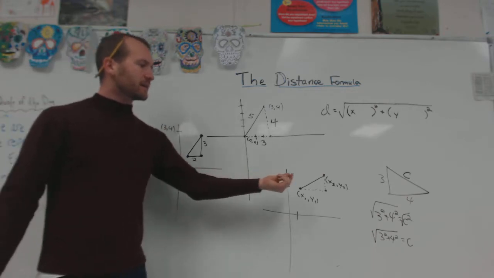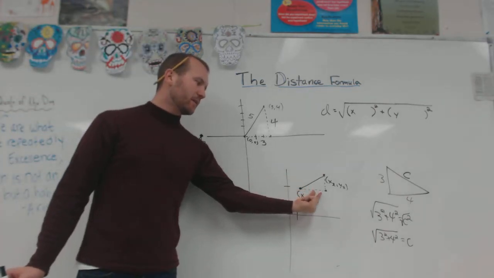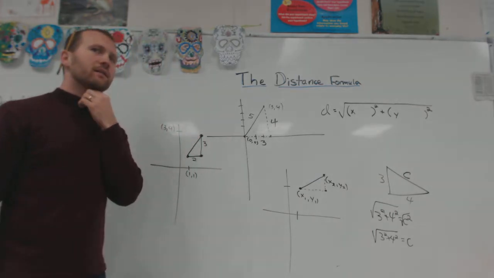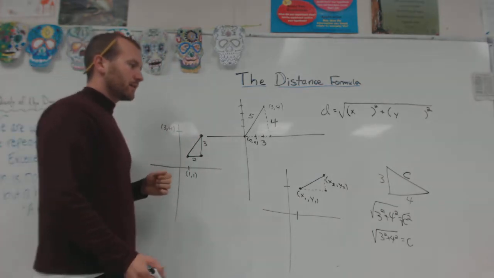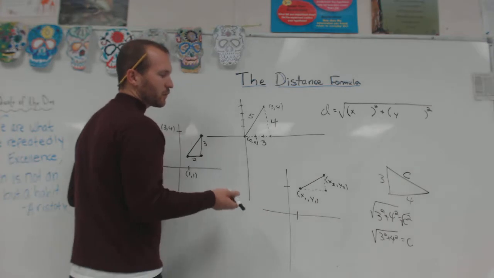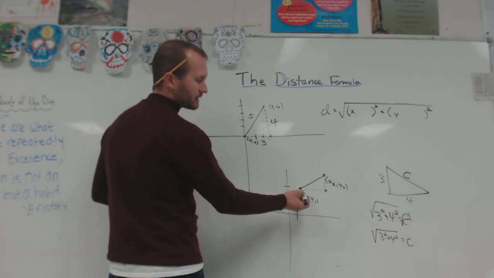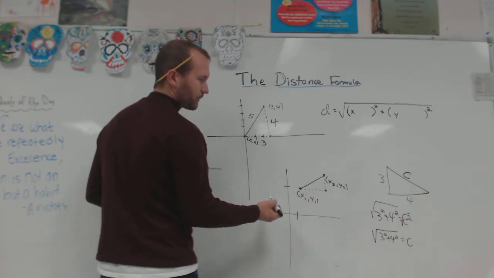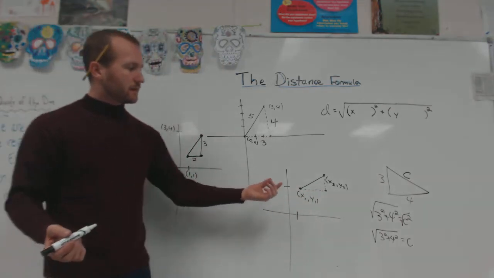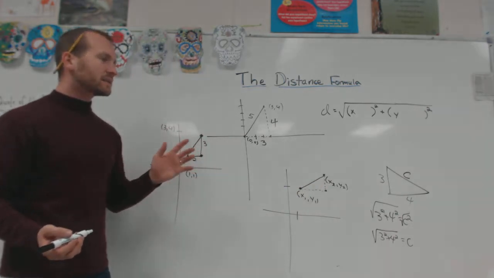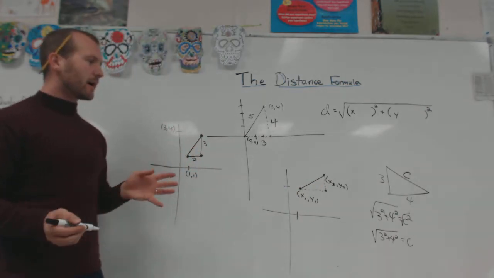But how are we going to express the length of this side? What is the length of this side? Yeah, so we're going to have to subtract something. What are we subtracting from what, to find this side of the triangle? Okay, so let's think about that. x1 minus x2.